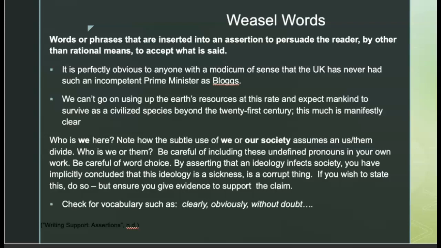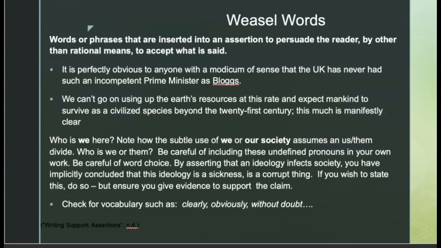And again, you can also put your opinion into the sentence. We can't go on using the Earth's resources at this rate and expect mankind to survive. This much is manifestly clear. You're basically saying, here's my opinion. It's clear, obviously. There's no other arguments to it.